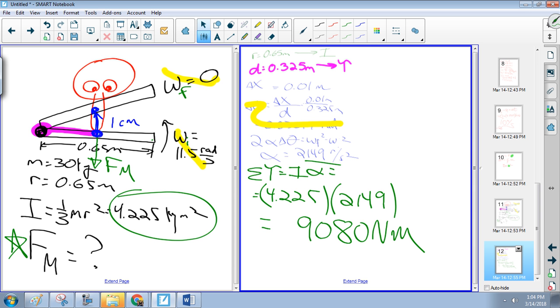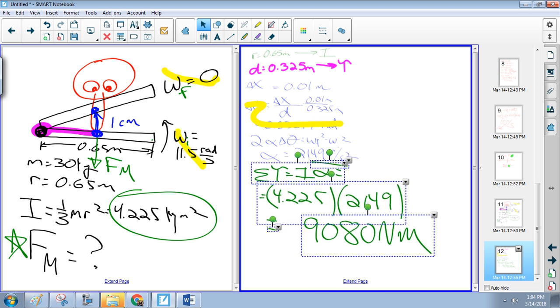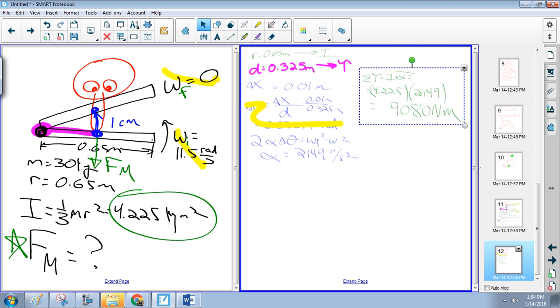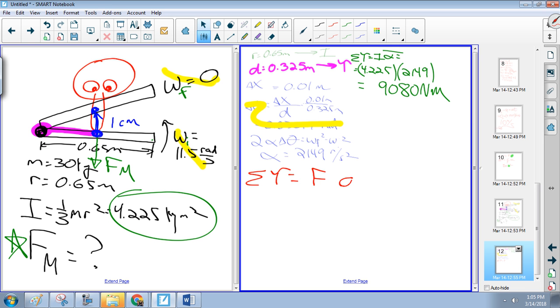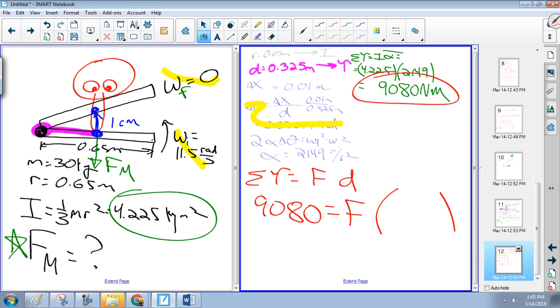Good? Okay, so last step, now we got to find the force, right? So this is the part that I wanted to make sure you were aware of. When I do this last step, I'm going to go, oh, well, net torque is force times distance. So I just found my net torque. We're looking for the force. What do I use for my distance?